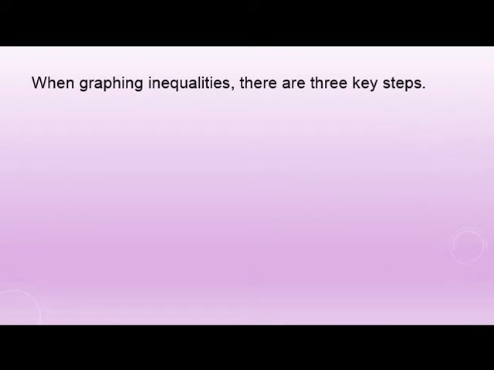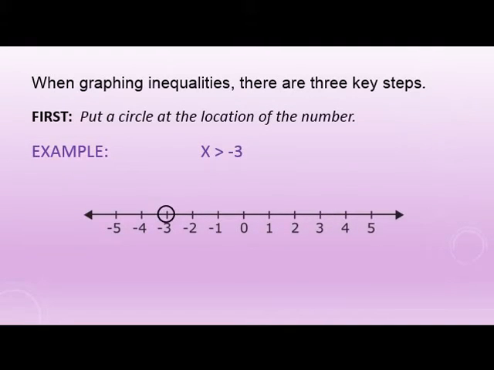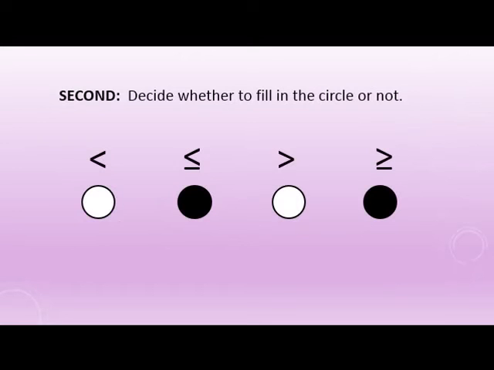When graphing inequalities, there are 3 key steps. First, put a circle at the location of the number. In this case, x is greater than negative 3, so we're going to put a circle at negative 3 on the number line. To do the second step, we have to decide whether or not to fill in the circle. Notice the circles are filled in if there's a line under the inequality sign indicating equal. No line in the symbol, no shading of the circle.